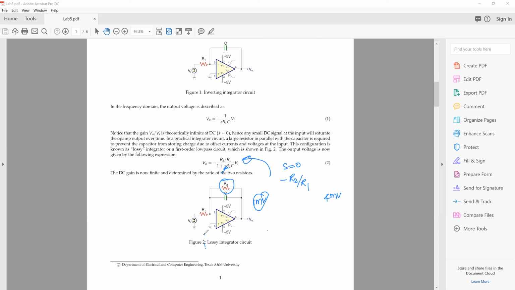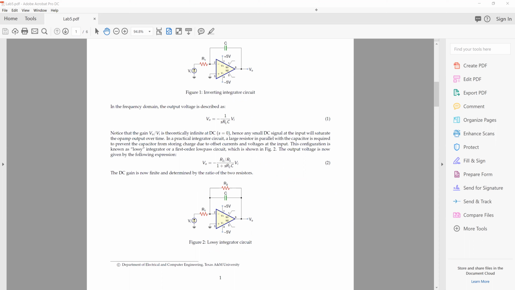So this is called lossy integrator circuit because this resistor actually takes some voltage drop, and this is why it's called lossy integrator circuit. And this is the pure integrator circuit that would have worked if the input offset voltage were not to exist. So ideally, this is the pure integrator, but practically it doesn't help much, okay? So this is what we're going to build in our lab, a lossy integrator circuit, right?